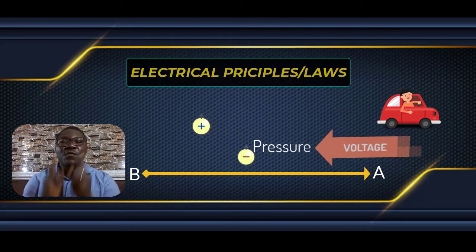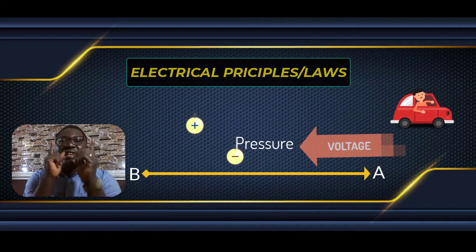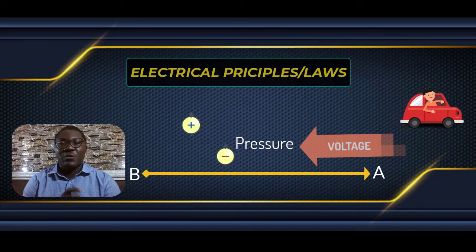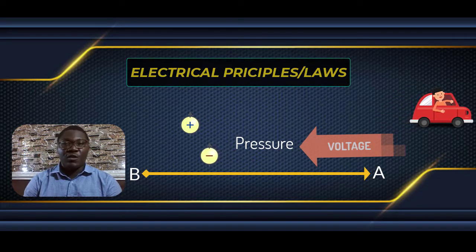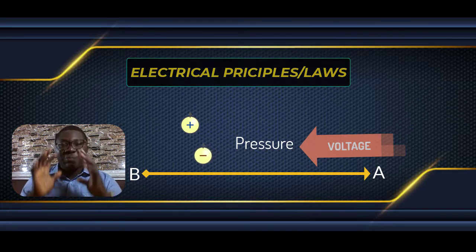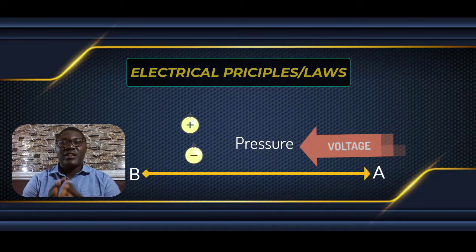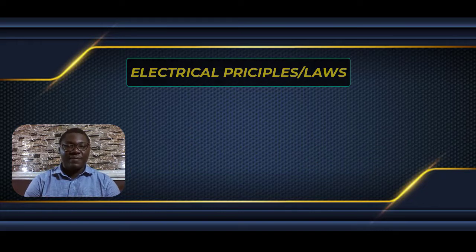So you can see that voltage is like that acceleration pedal that the driver will press down for the vehicle to move. So when the voltage is present in an electrical circuit, definitely it's going to push the current to flow through that conductor easily.